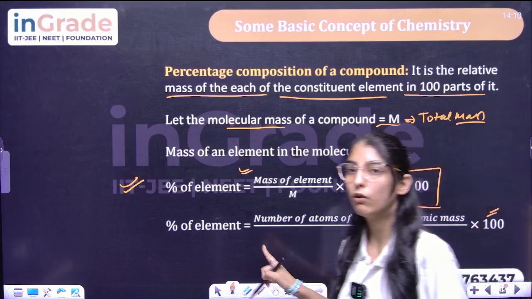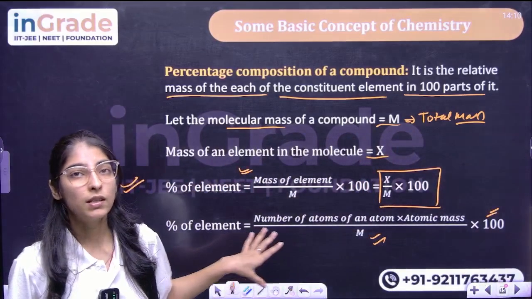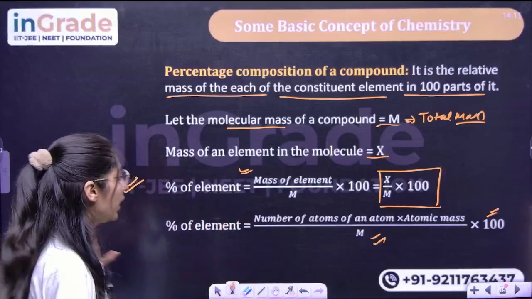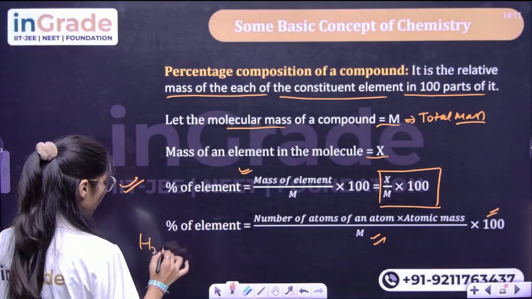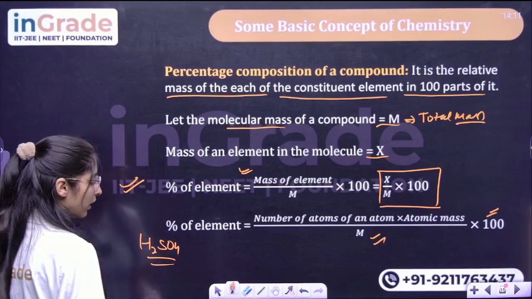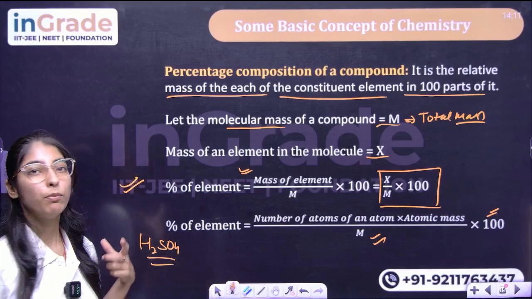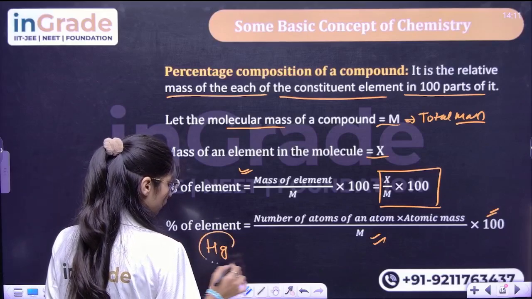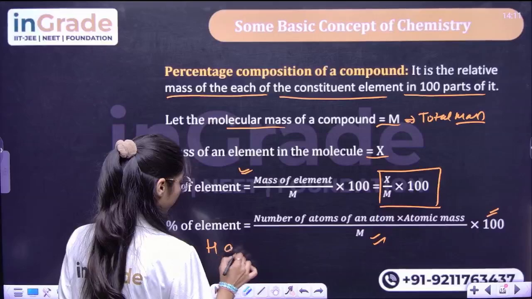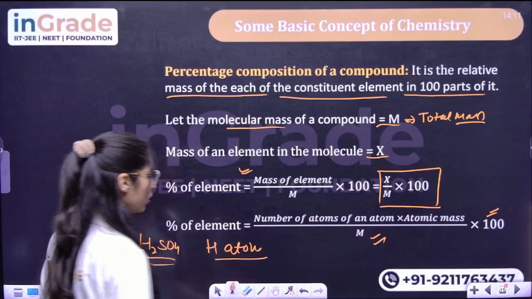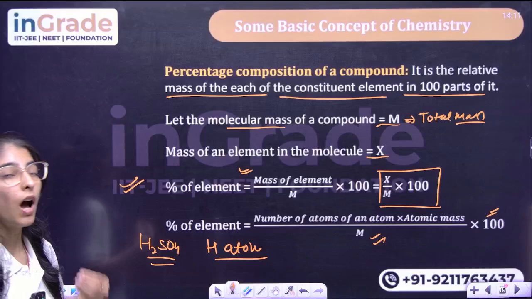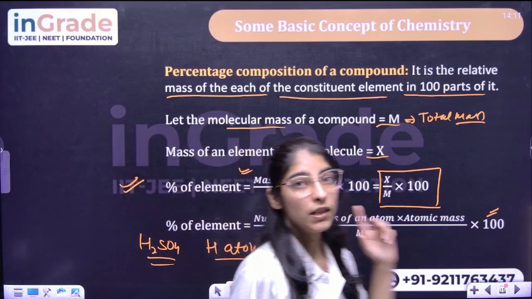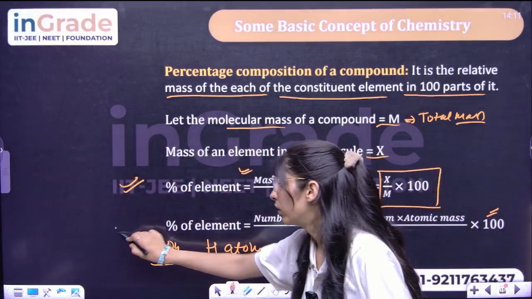Now what is the meaning of this formula? Students, it simply says that, let's say in H2SO4 you have to calculate the composition of hydrogen atom. Okay, if you want to calculate the composition of hydrogen atom, then how are you going to calculate it? See, this is your compound.